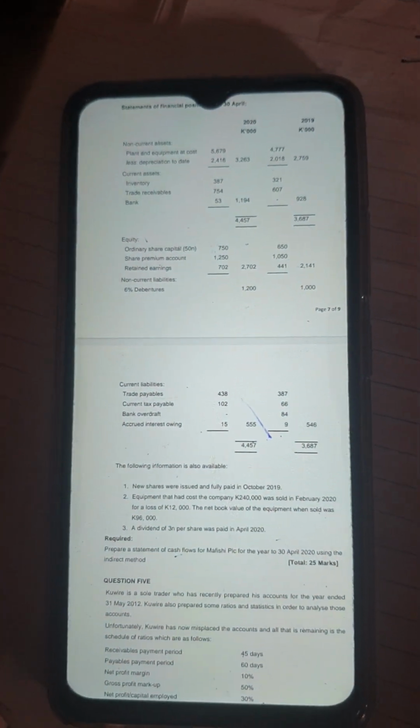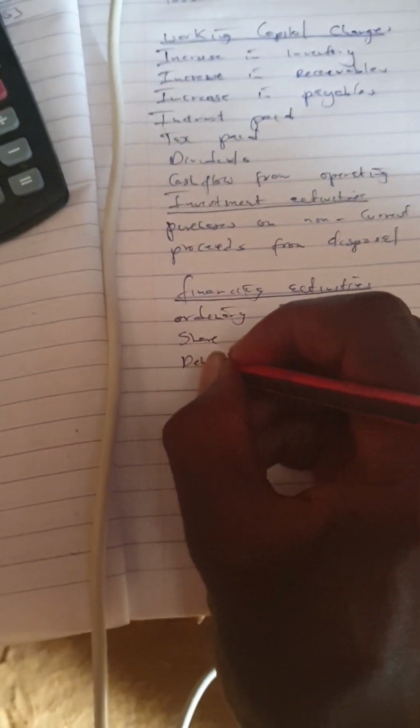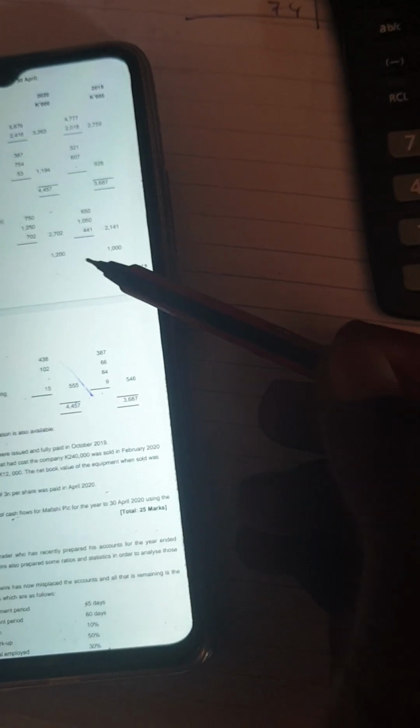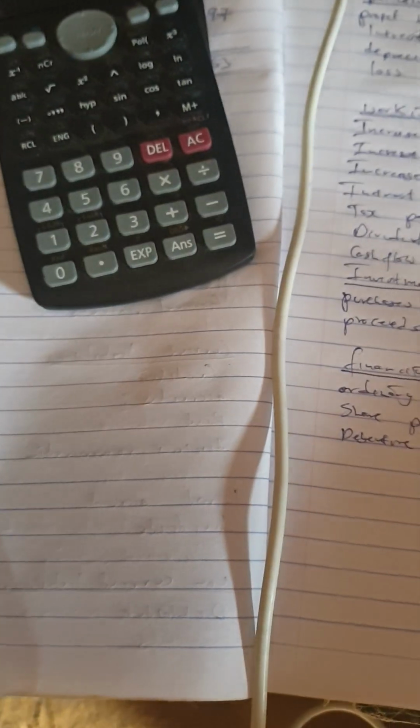Then from there we have share premium. At the start we had 250, then at the end we have 450, which means there's a 200 increase. We sold another couple of shares for 200. Then from there we talk about the long term, the debenture, or rather the loan. The loan at the start was 1,000. At the end it is 1,200, which means there's an increase of 200 as well. So this in total is going to give us 500.